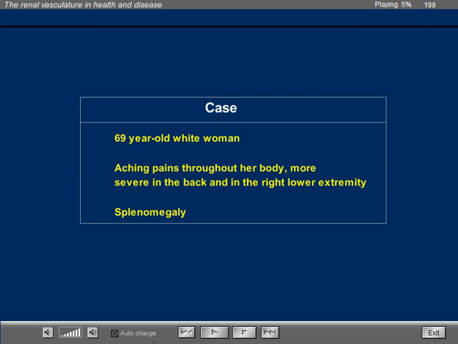The last 6 slides are of a very interesting patient, a 69-year-old woman who was admitted because of aching pains throughout her body that were more severe in the back and in the right lower extremity. The physical examination revealed a slight splenomegaly. The patient had extensive workup by 2 gastroenterologists and a psychiatrist, and the working diagnosis was that she was a psychoneurotic patient.